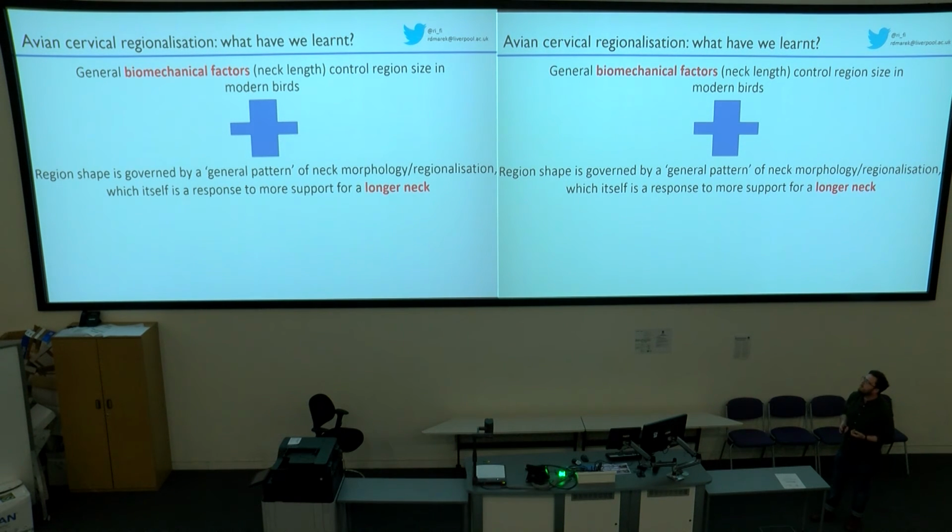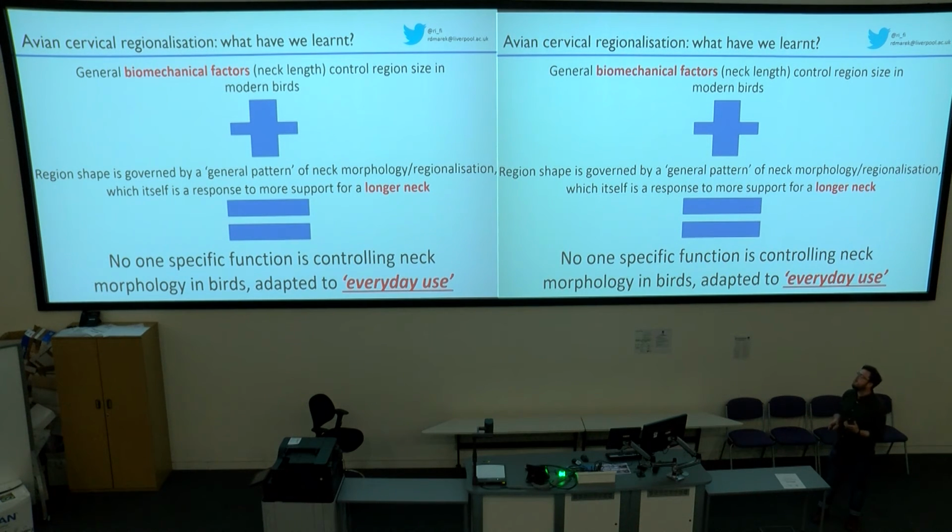And combine this with the fact that I think region shape is governed by a more general pattern of neck morphology, which is more of a response to a longer neck. I think there's no one specific function, such as diet or flight style, controlling neck morphology. I think the avian neck is more adapted to everyday use, a term that's been around for quite a while, and it's not really adapting, apart from in very specific cases, like woodpeckers, which do a very strange thing that not a lot of other birds do. But the avian neck is essentially a jack of all trades. It can do anything that a bird needs to do, just like our arms essentially do.